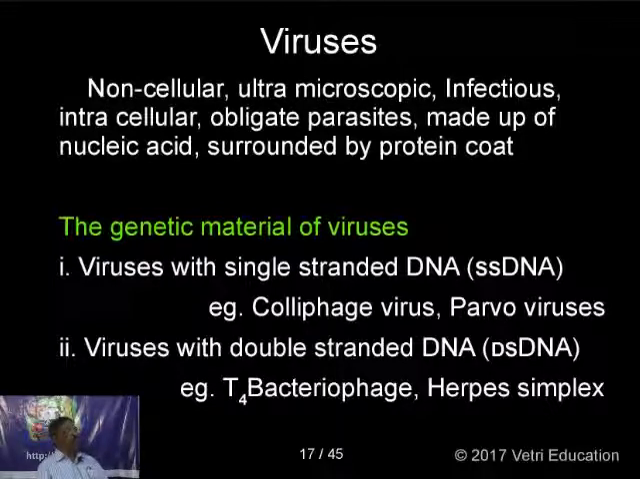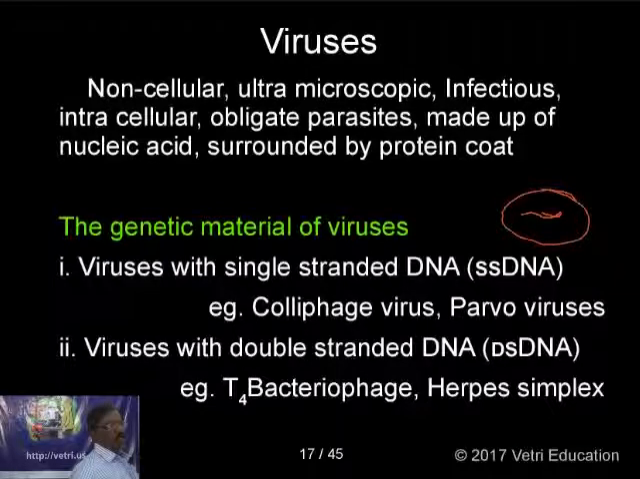Made up of a nucleic acid surrounded by a protein coat. I told you already, the nucleic acid is in the center, surrounded by the protein coat. This protein coat is made up of a number of protein subunits. Those are called capsomeres, and this nucleic acid may be RNA or DNA, not both. That is the unique character of viruses.